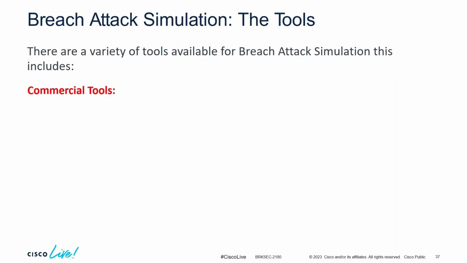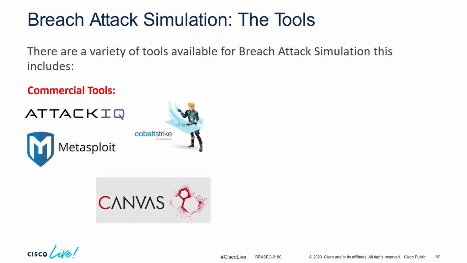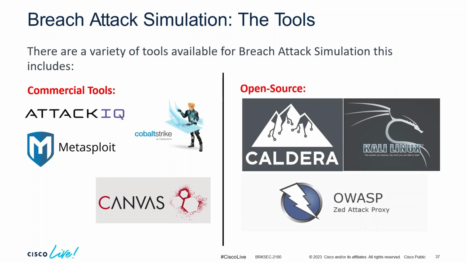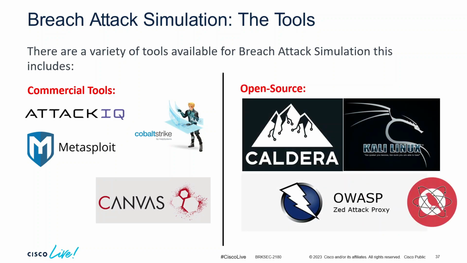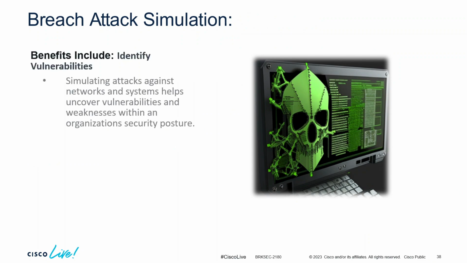And so when we get into the tooling, there are commercial tools like AttackIQ, Metasploit, Cobalt Strike. A lot of the red teamers are going to know that. Open source, Caldera, OWASP, and Atomic Red Team has some capabilities as well. Lots of really interesting capabilities in the industry. Again, whether you want to use open source or commercial, we're going to use a flavor of both in the demos. So benefits include, well, we identify vulnerabilities.